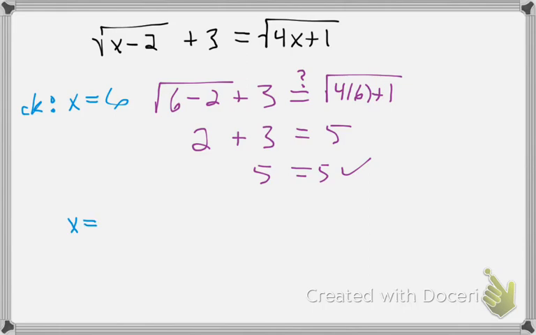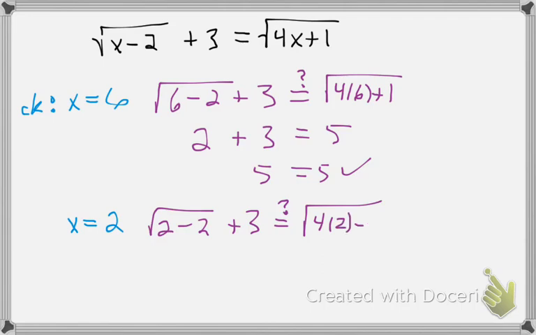Next up, check 2, right? So we've got square root of 2 minus 2 plus 3. Hopefully coming out to square root of 4 times 2 plus 1. What's 2 minus 2? 0. The principal, or in this case even negative, square root of 0 is 0. 4 times 2? 8, 8 plus 1? 9. 9's principal square root is? 3. Is 0 plus 3 3? Yes. So this one works as well.